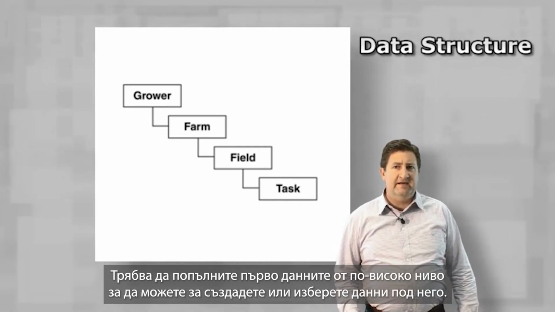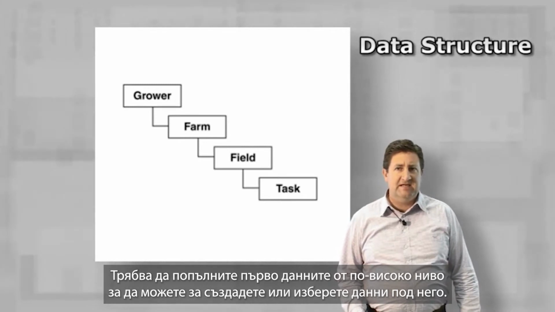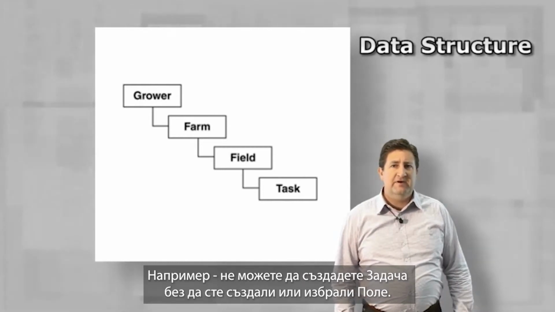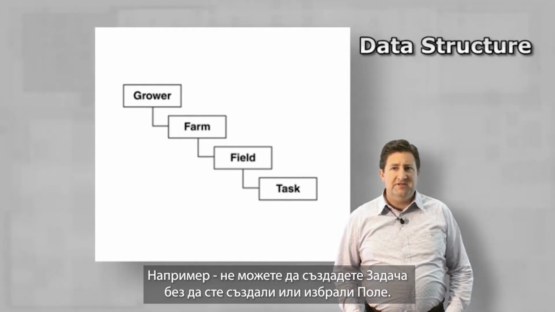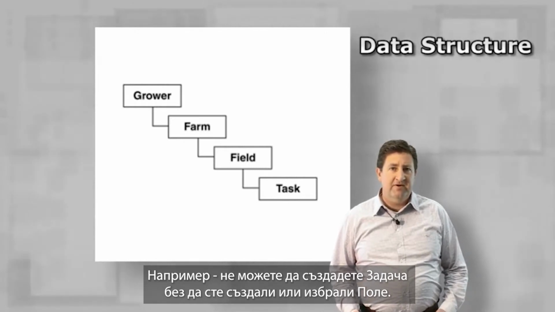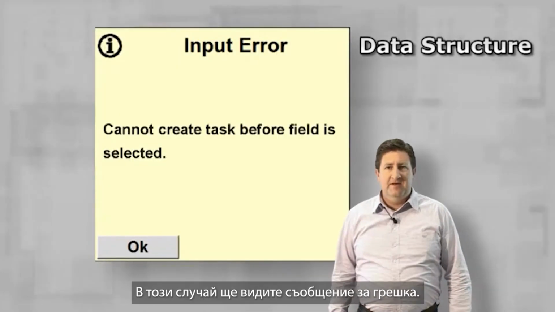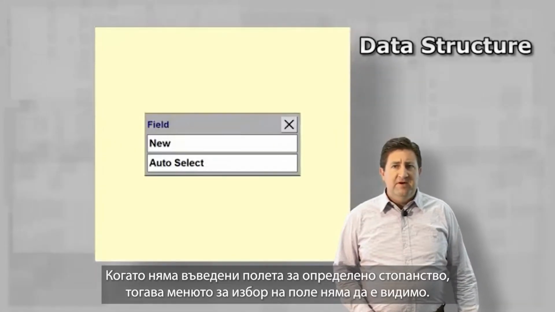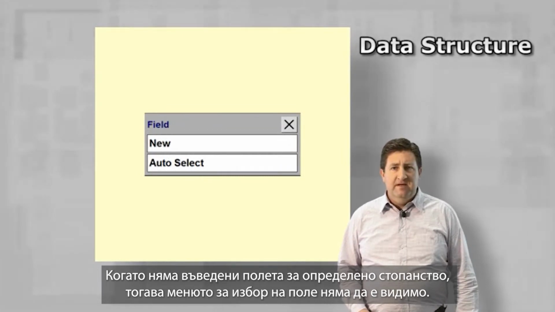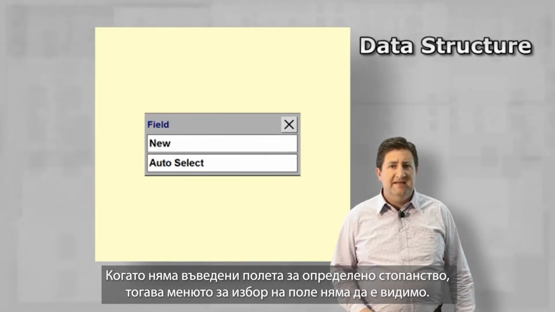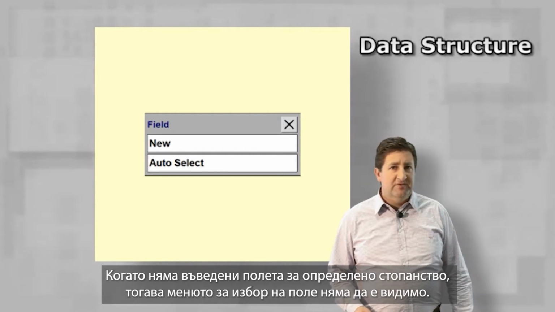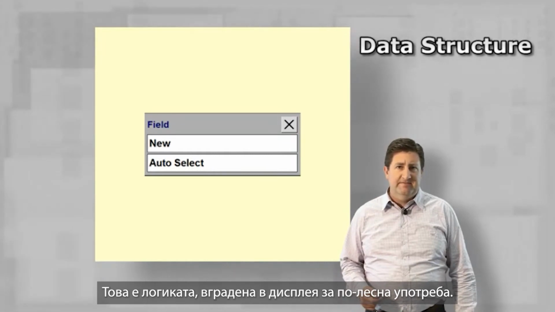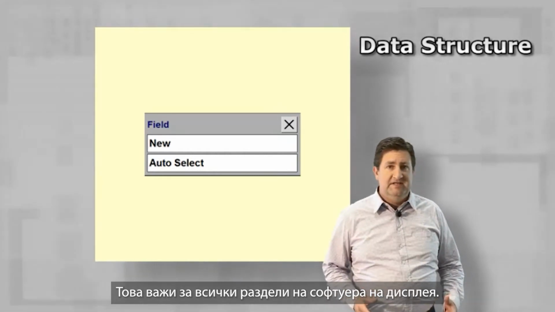All higher level data must be complete before the next level down can be created or chosen. For example, we can't create a new task before we have created or selected a field. We will receive an error message in this case. When there have been no fields created for a farm, then the menu item to select an existing field will not be visible. This is a logic built into the display to simplify its use. This applies to all parts of the display software.